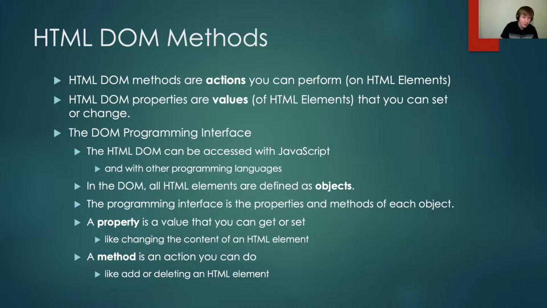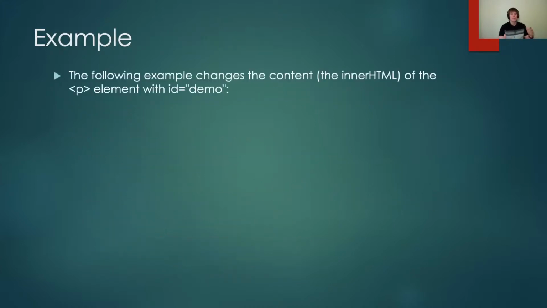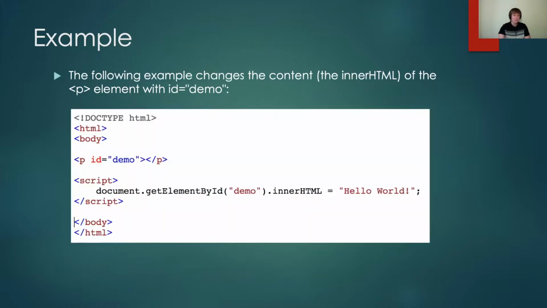So let's take a look at an example. Here's an example. The JavaScript is going to use the DOM. It's going to change the content or the inner HTML of a paragraph element with ID equal to demo. So let's see this. Here's my doc type. I have my HTML tag in the body. I have a paragraph tag with ID equal to demo. You'll see there's nothing in the paragraph tag. So this will be the source code.